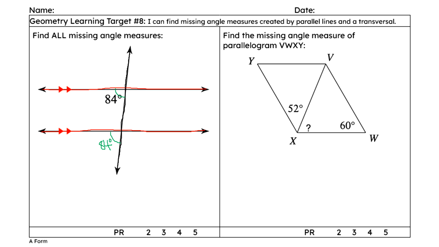Now, we've also got some, let's say, alternate interior angles. So these are interior angles, meaning they're inside the parallel lines, and they alternate across the transversal. So these two that I've marked in blue are on opposite sides of the transversal, but inside the parallel lines. And alternate interior angles are congruent. So this one is also going to be 84 degrees.